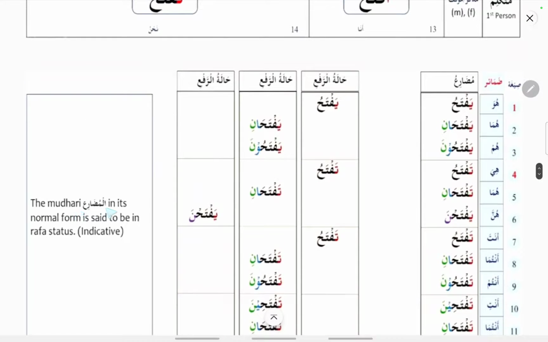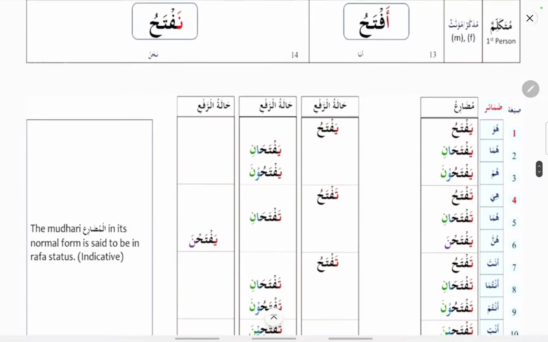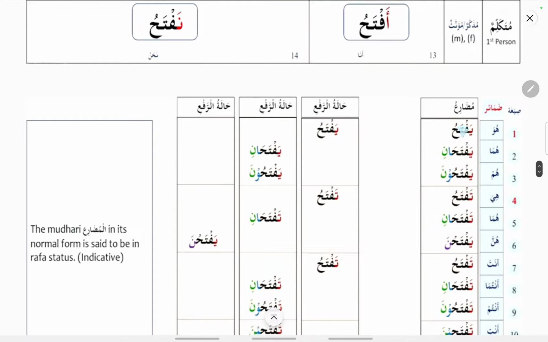Now coming to the mudari, that is the Fi'lul Mudari, in its normal form is said to be in the rafa state, that is it is in the marfu state. So you can see noon present, all the noon forms are present, and those which are singular you can see dhamma over there, that is the pesh. So that means they are in the marfu state.